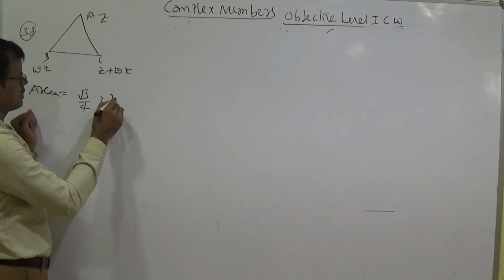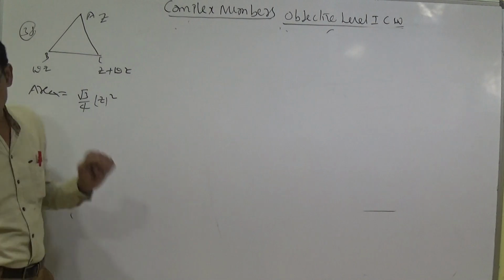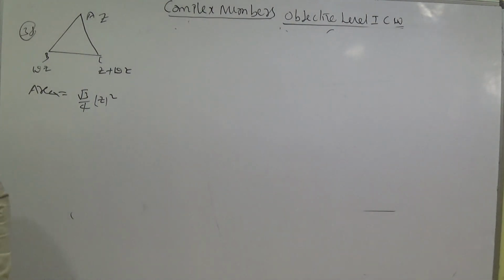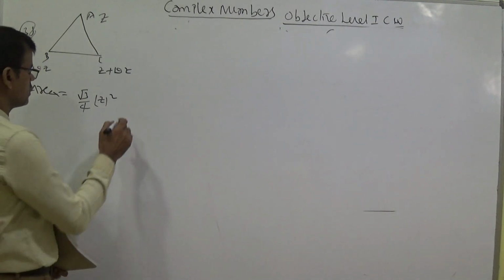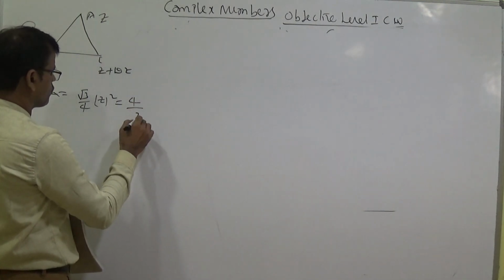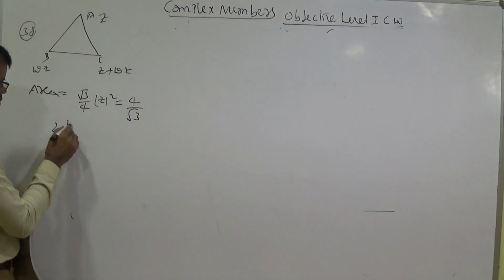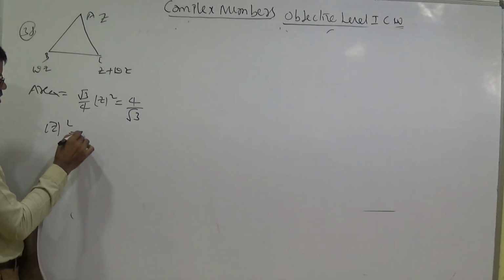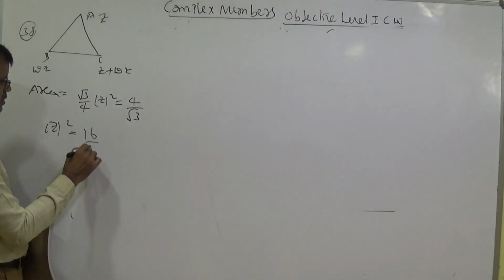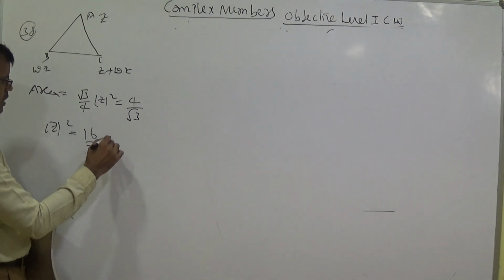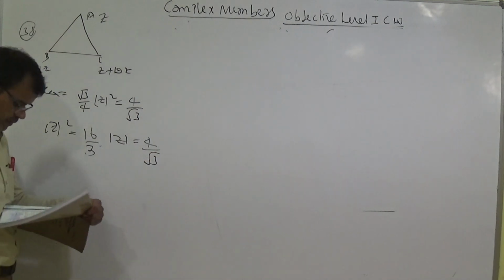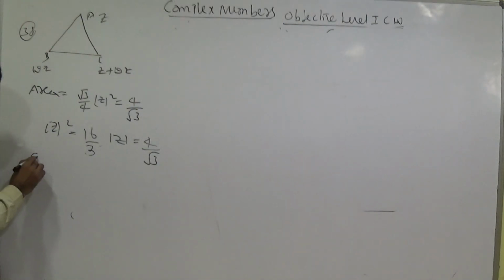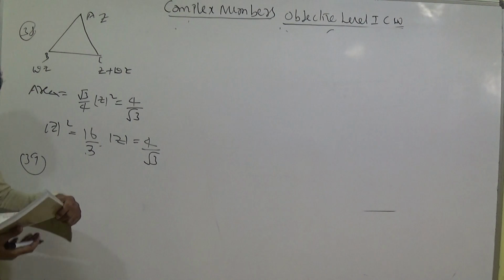In the matter of vertices z, omega z, z plus omega z, the formula is root 3 by 4 modulus of z square. This is the synopsis. He gave the area as 4 by root 3. I think we already discussed this question. z square is equal to 16 by 3. Now we need to calculate mod z. Mod z is equal to 4 by root 3. Fourth option.